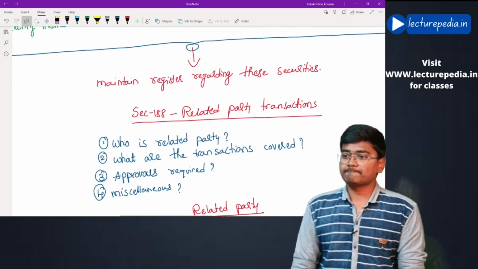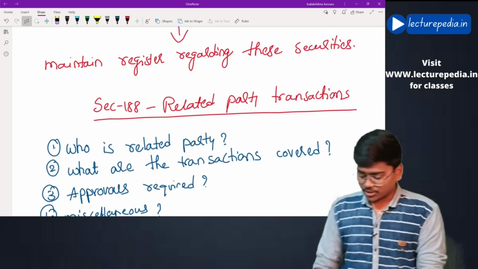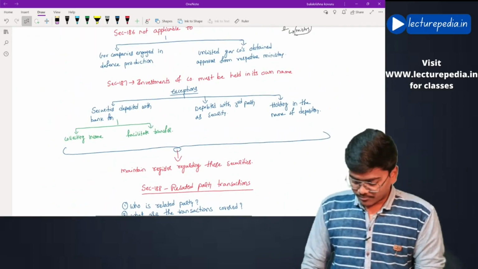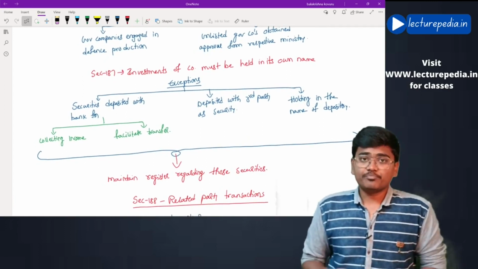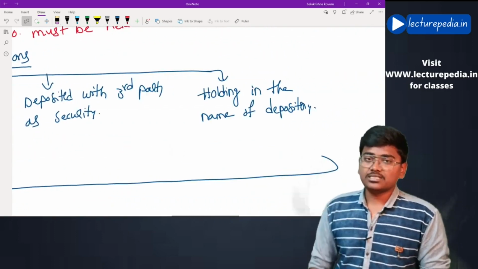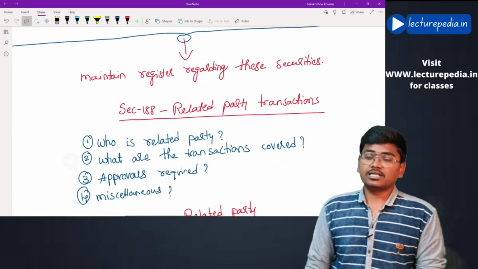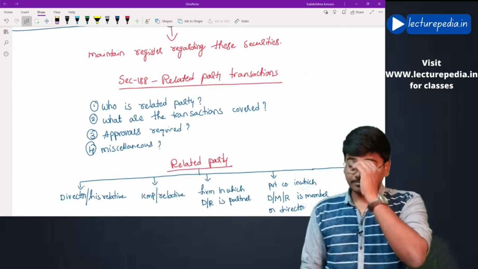Next, the company must maintain a register regarding these securities. The list of all the investments which have been held by the company in the name of these three parties must be entered in the register maintained by it. That is section number 187.